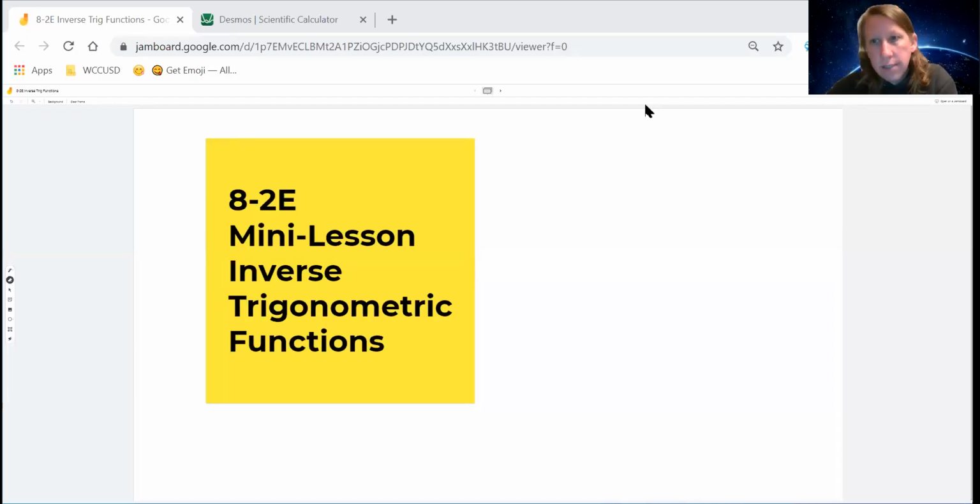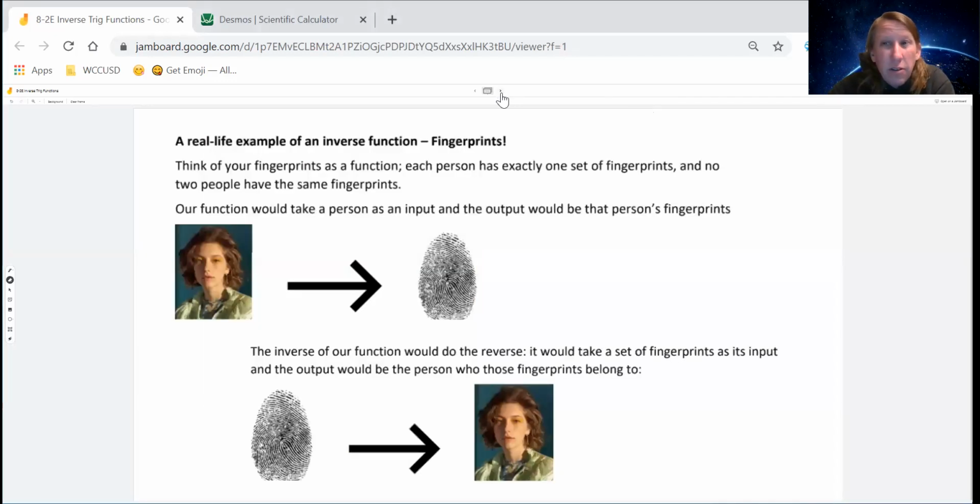Hello students, this is a mini lesson on the inverse trig functions. So inverse relationships we have in math: addition and subtraction are inverse operations. You can also do an inverse of a function. One way to think about inverse is with an analogy.